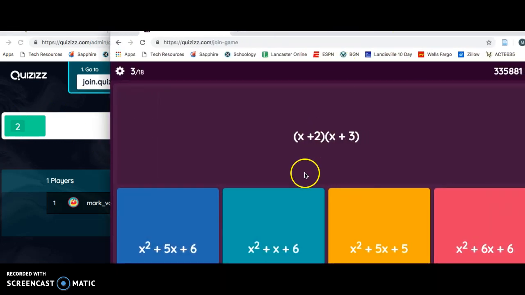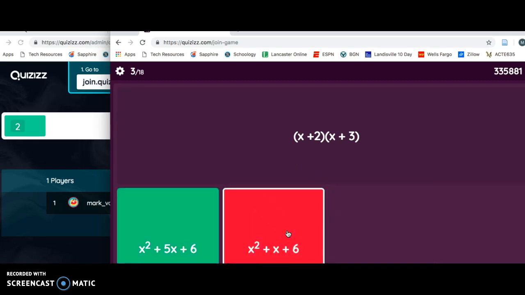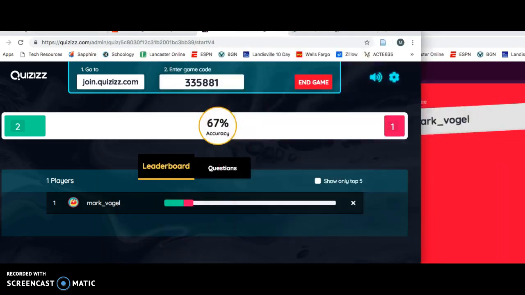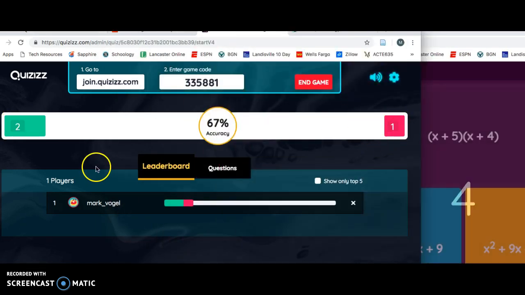So I'll get one wrong here. X squared plus 5x plus 6 would be right. So if they get it wrong, it shows them the correct answer. And then as a class, I can see they're 2 correct, 1 incorrect.